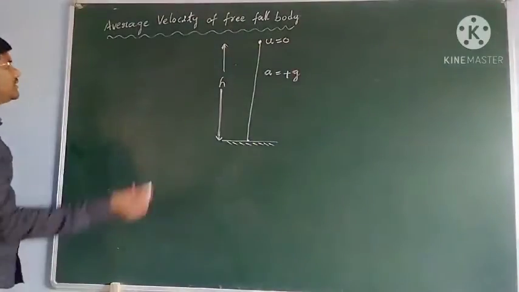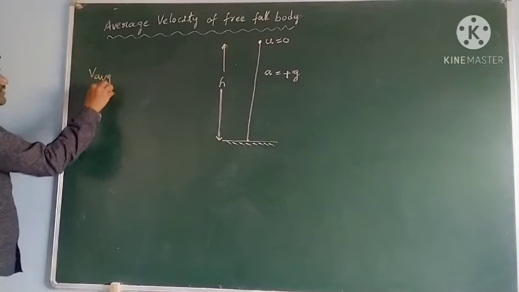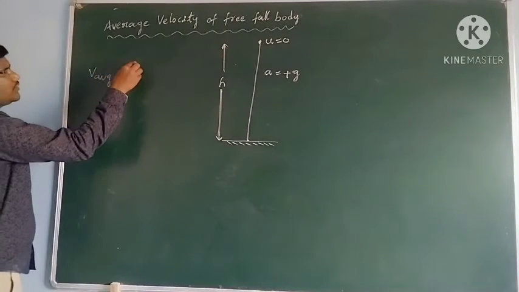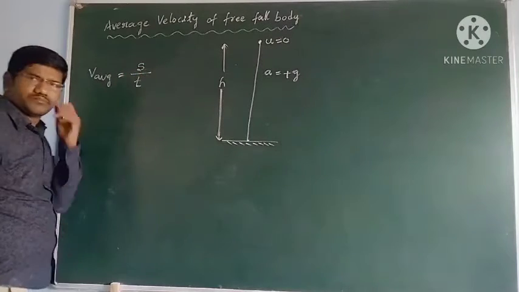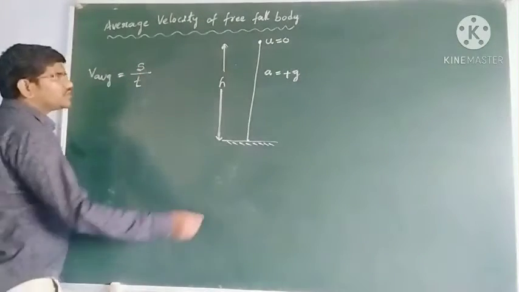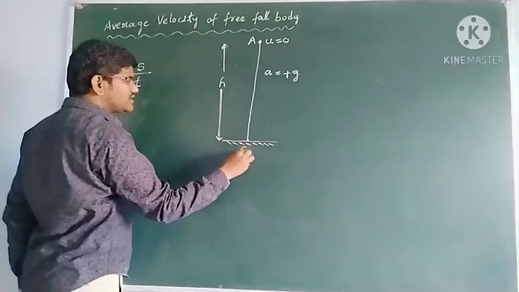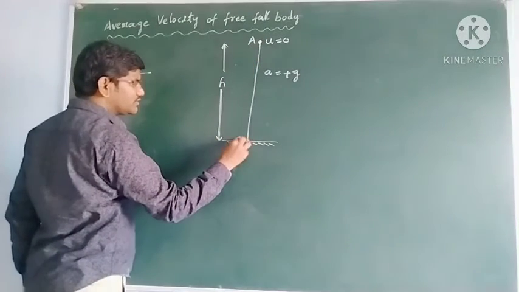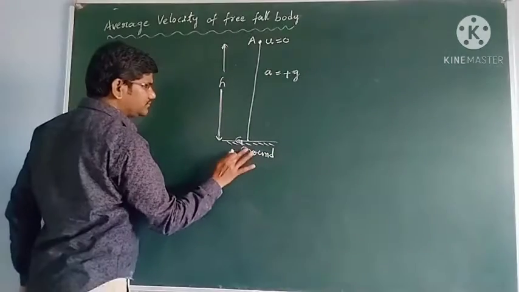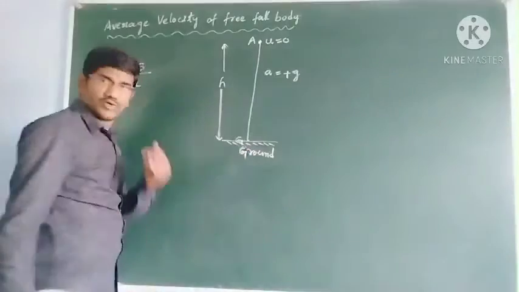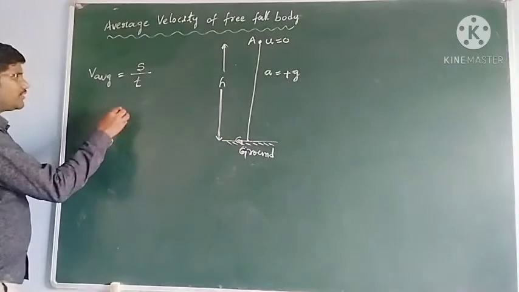So then we have the formula for average velocity. V average is equal to total displacement by total time. Average velocity means total displacement from here to here, that is, from A to G. G is the ground. Okay students, so average velocity is equal to total displacement by total time.